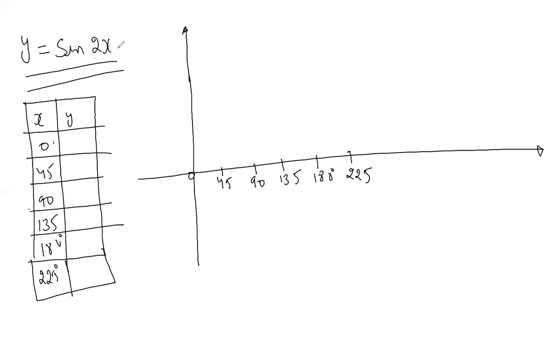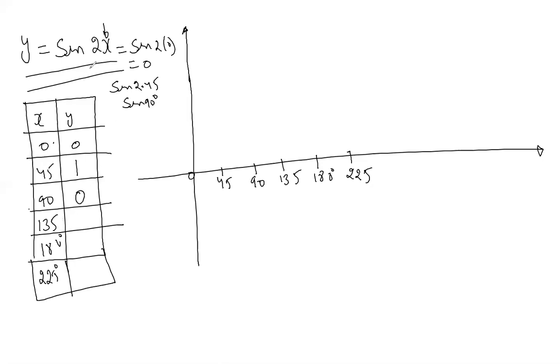So when x is 0, sine 2 times 0 is sine 0, right? So sine 0 is 0. Awesome. When x is 45, sine 2 times 45, so basically sine 90, and sine 90 is 1, right? Yes, it is. And when x is 90, so sine 180, sine 180 is 0, right?